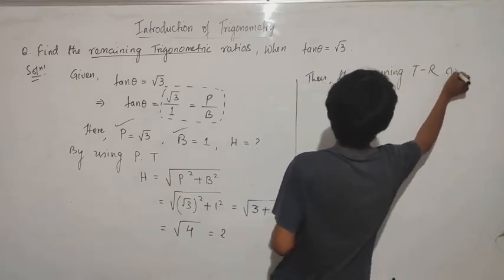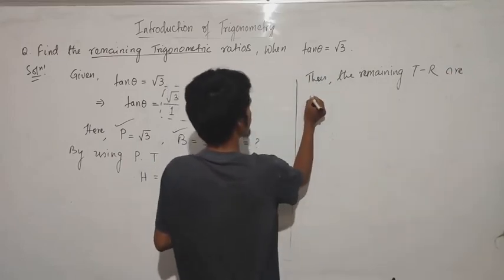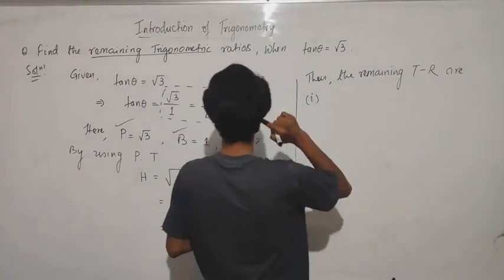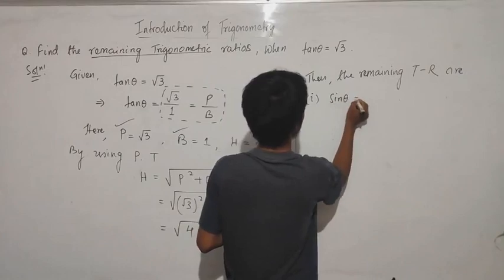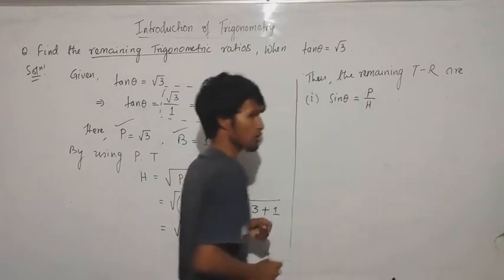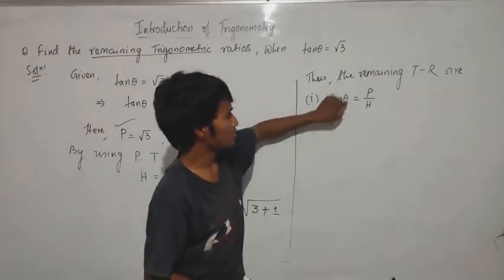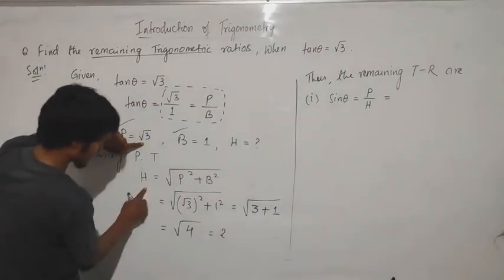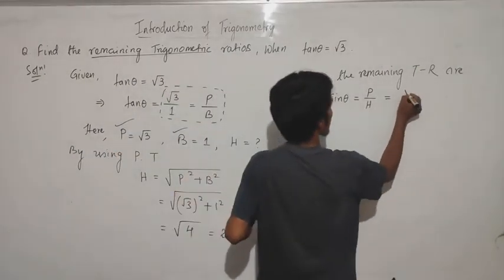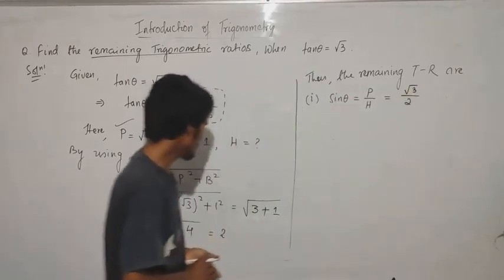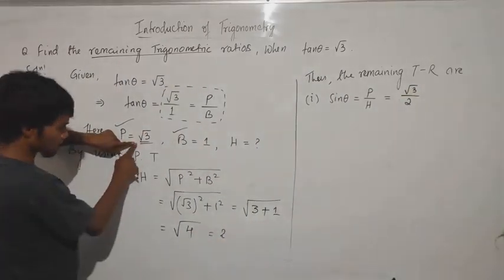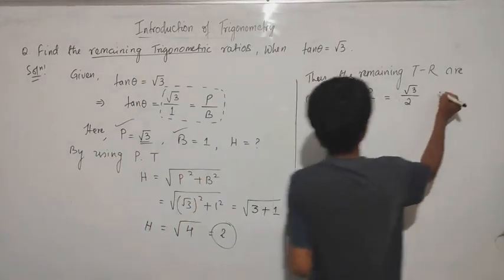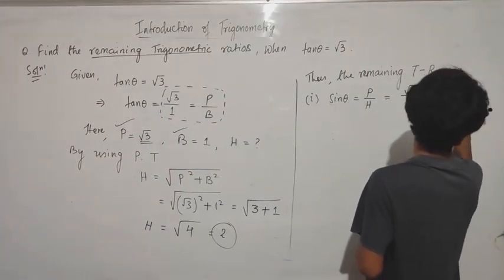Then the remaining trigonometric ratios. I'll start with sine theta. Sine theta is P by H, you can check from the formula. P is root 3 and H is 2, so I put root 3 by 2. Then I'll write cosec directly.